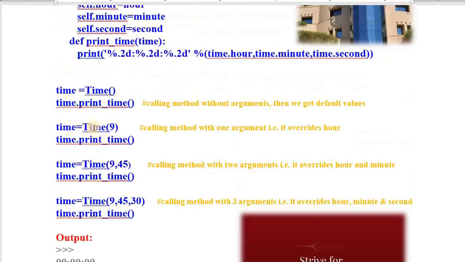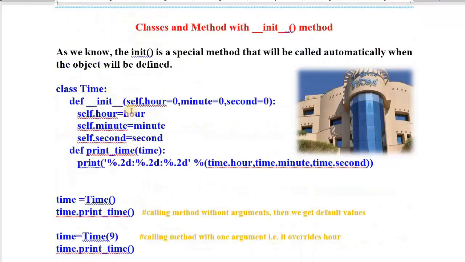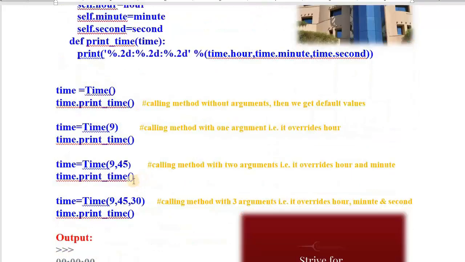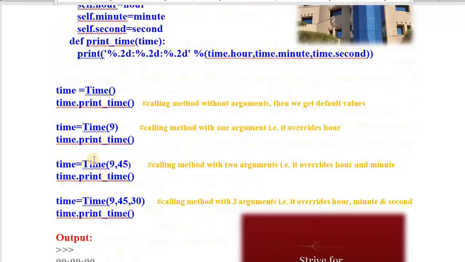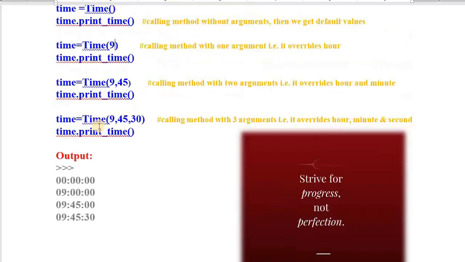See, time is once again an object of type Time, but I am passing 9. Calling the method with one argument means hour will be 9, and the remaining minute and second are 0. So 9 hours, 0 minutes, 0 seconds. We can call the method again, passing 9 and 45. Two arguments are passed, so it overrides hour and minute. I am calling, and see the output: 9 hours 45 minutes.